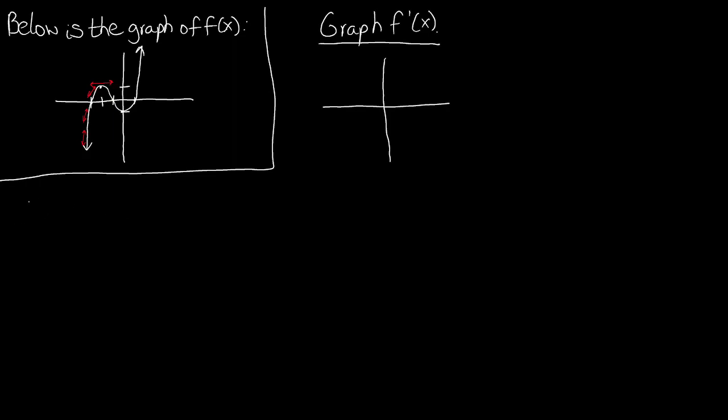So we have that left of x equals -2, we get positive slopes that approach 0.